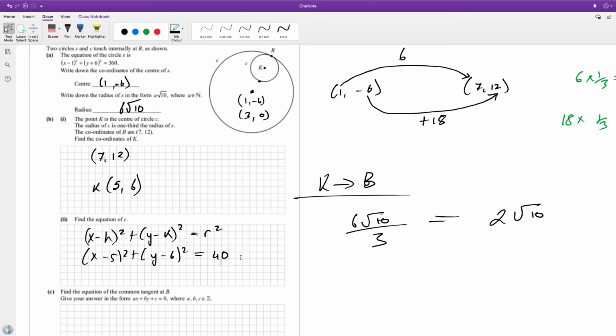Okay, right, last bit of the question before we jump on to probability. Find the equation of the common tangent at B, giving your answer in the form ax plus by plus c is equal to 0.